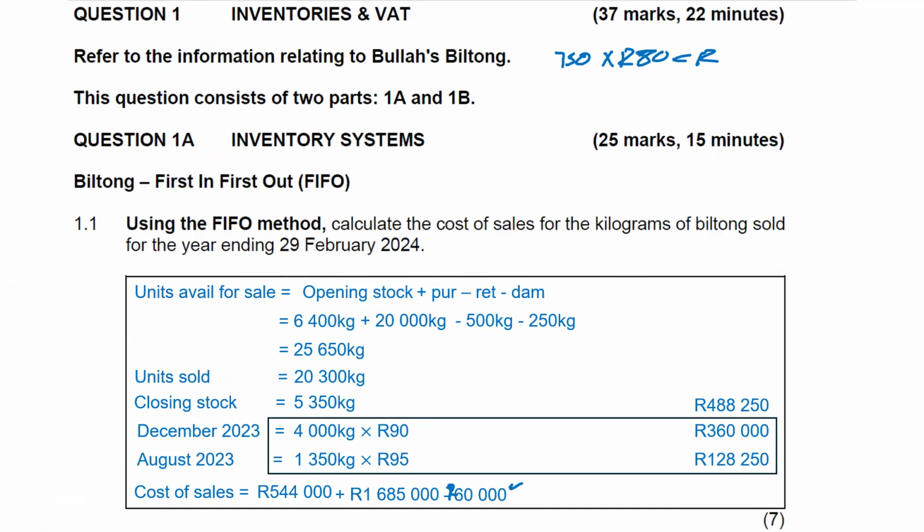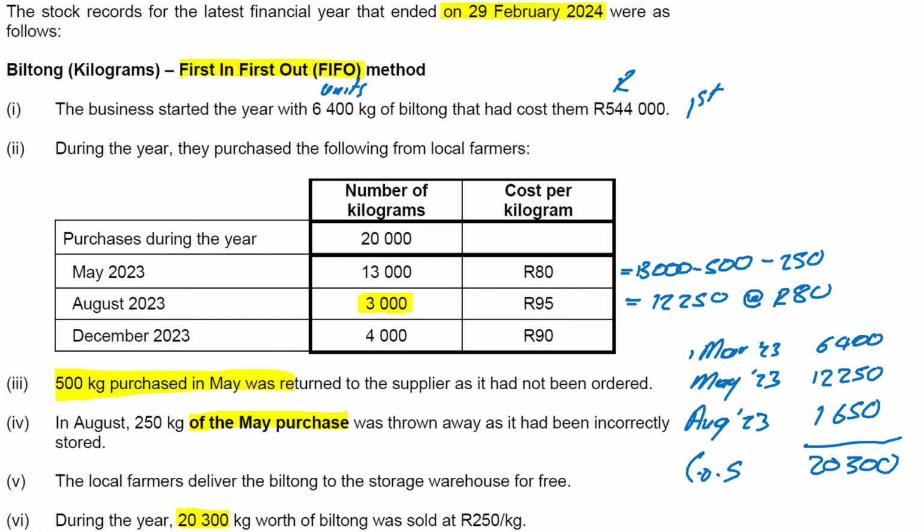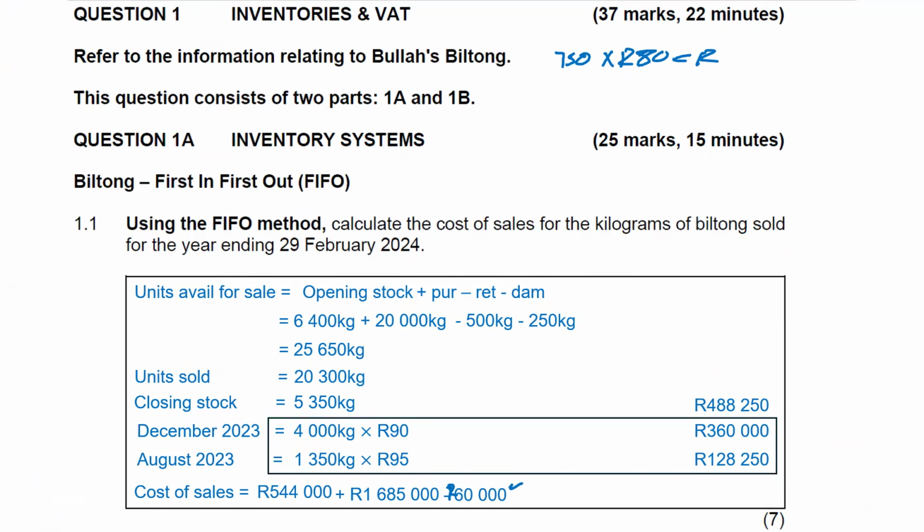Then you can add your carriage on purchases if there was any, and there was no carriage on purchases here. They told you that local farmers deliver the biltong to the storage warehouse for free. And you will simply minus the value of your closing stock, the one that we just calculated using first in, first out. It'll give you cost of sales, which is pretty much the same. It will be 1,680,750. You dig?